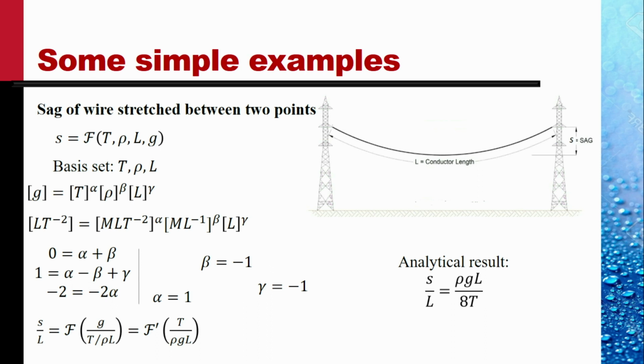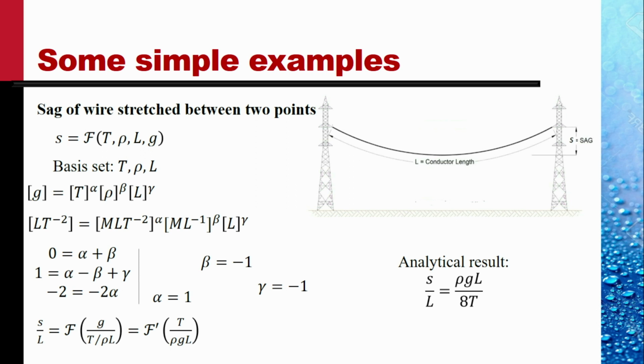This problem can be solved very easily. It is done in many books on statics, and the result is S by L is rho GL divided by 8T. It is in the same form as the functional relationship we had obtained by dimensional analysis, except that phi prime is the function T by rho GL raised to power minus 1, inverse of this.